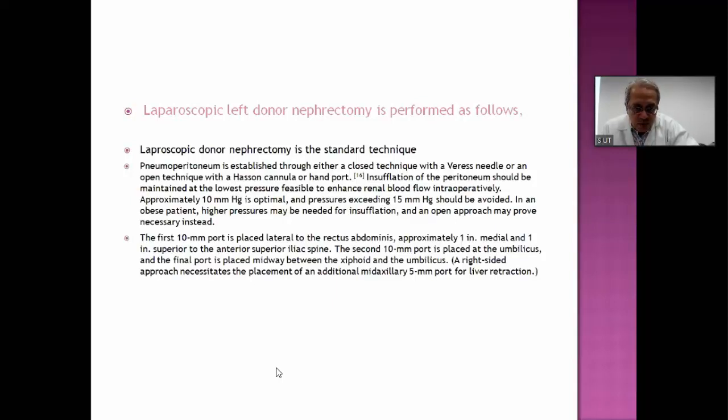If you increase the pressure beyond 15 millimeters of mercury, the gas will be absorbed and there will be hypercapnia, which can easily be monitored by the anesthetist, and the anesthetist has to do a lot in order to flush away the excess carbon dioxide. Otherwise, carbon dioxide narcosis will happen, and there will be acidemia because of the carbon dioxide being absorbed into the circulation and leading to an alteration in pH.